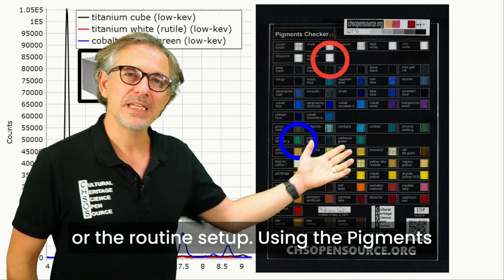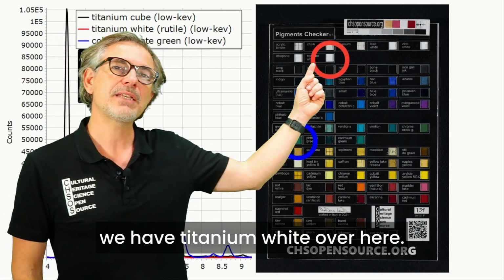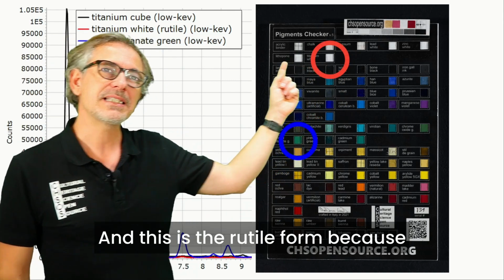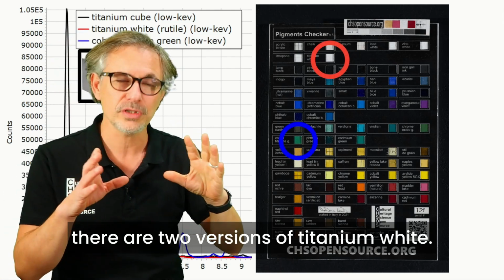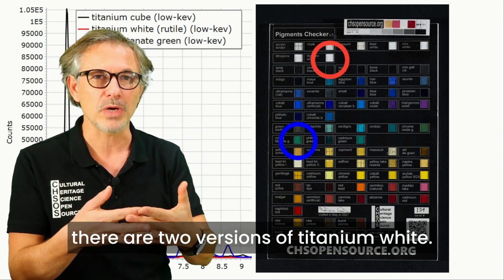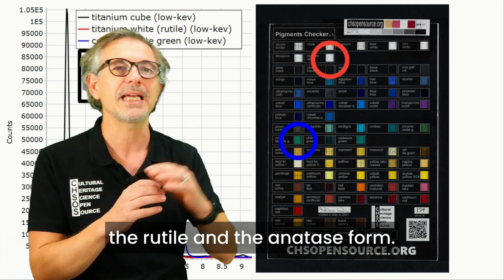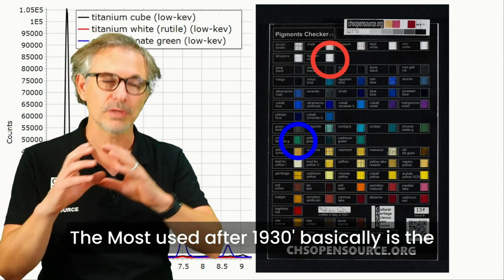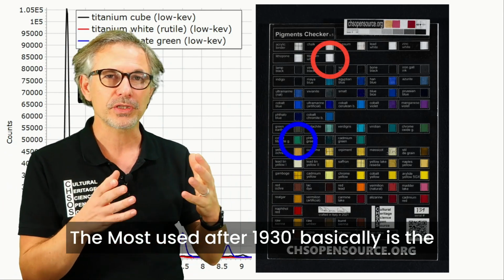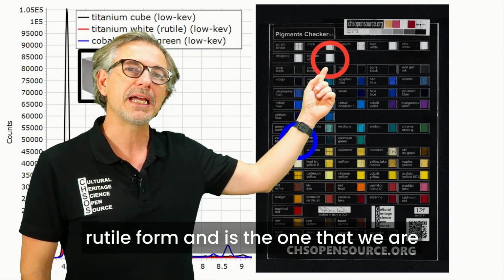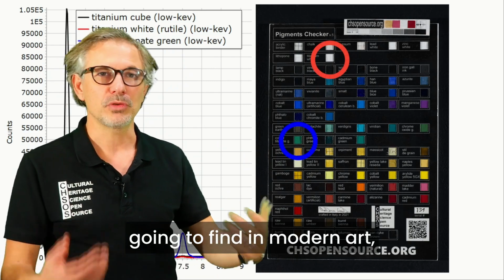Using the pigments checker, the standard version, we have titanium white over here, and this is the rutile form, because there are two versions of titanium white. The titanium oxide can have the rutile and the anatase form. The most used after the 1930s is basically the rutile form, and it is the one that we are going to find in modern and contemporary art.